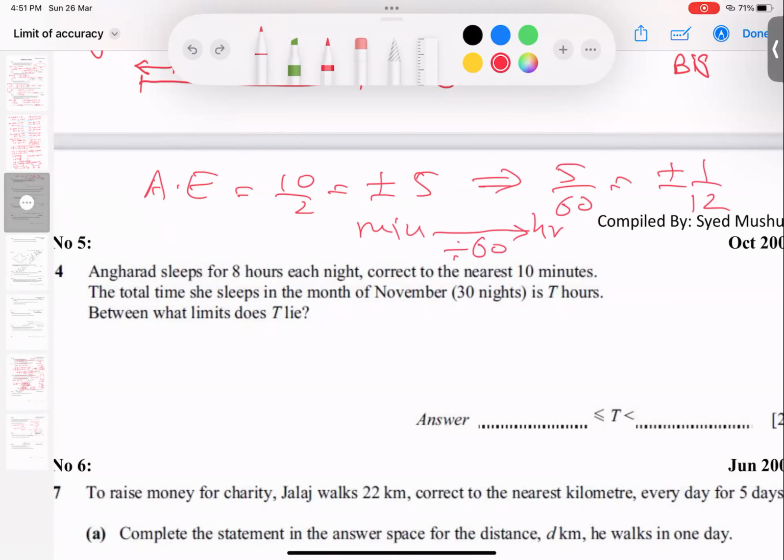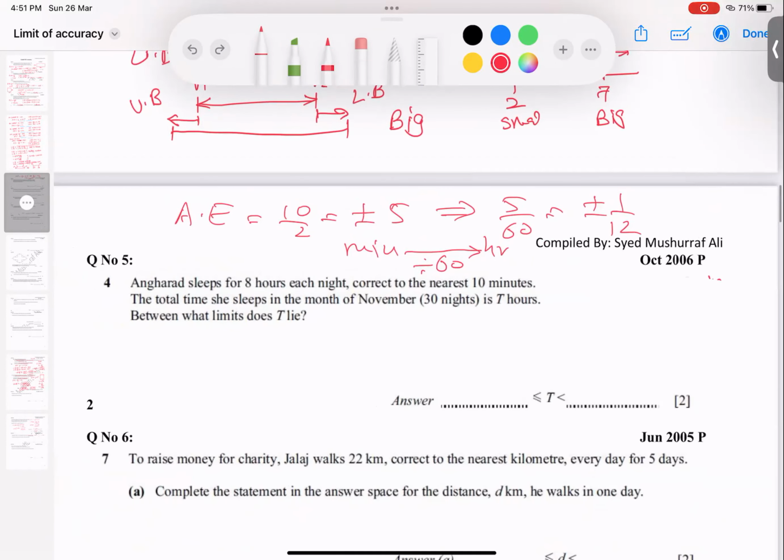Now I can find it easily, but make sure he says 8 hours. So I can find the upper bound simply: 8 plus 1 by 12, and lower bound 8 minus 1 by 12. Okay, but times 30. Why times 30, sir? Because he's asking for the whole month. So I hope you can try this part yourself. Please take your time and then I will do this question completely myself.